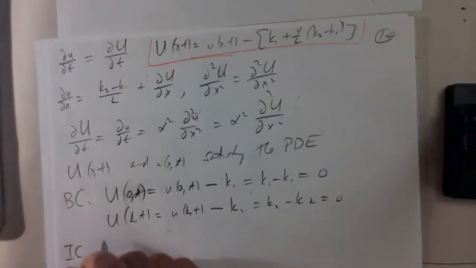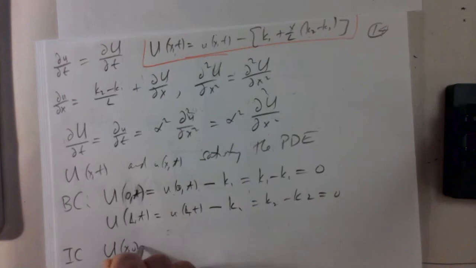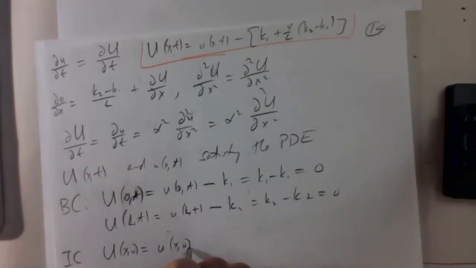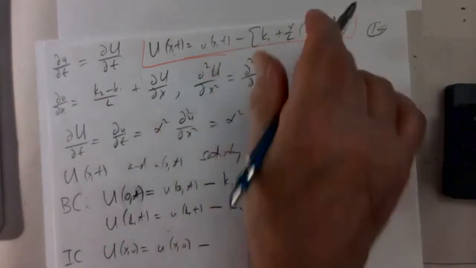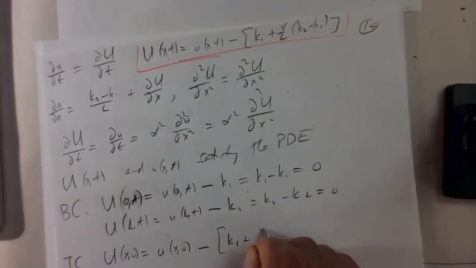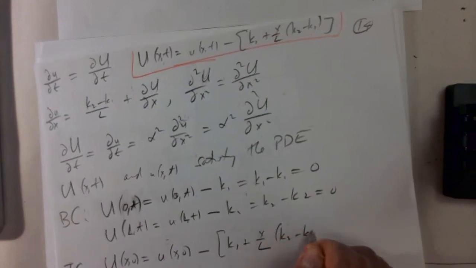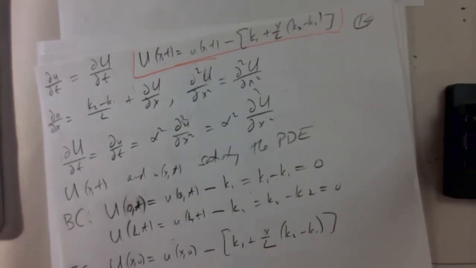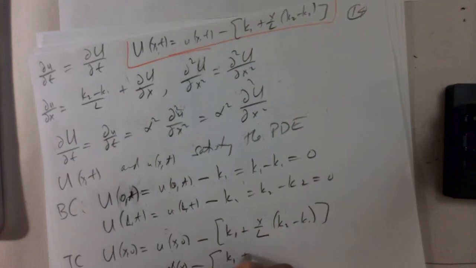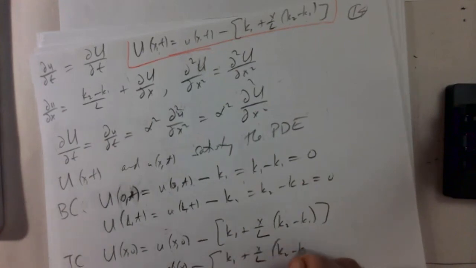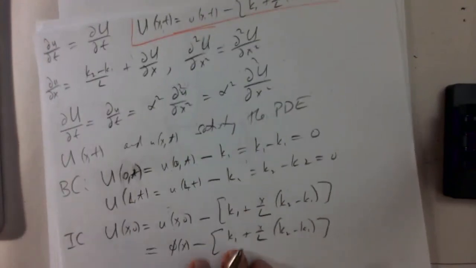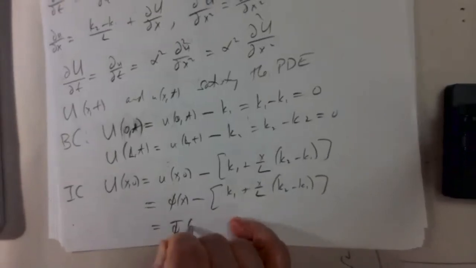And what about the initial condition? So u of x comma 0, when you let t equal 0, that's little u of x comma 0 minus, there's no t there, that's okay, k1 plus x over L times k2 minus k1. u of x comma 0 is phi of x minus this linear term. So this is some new function which we could call phi bar of x.